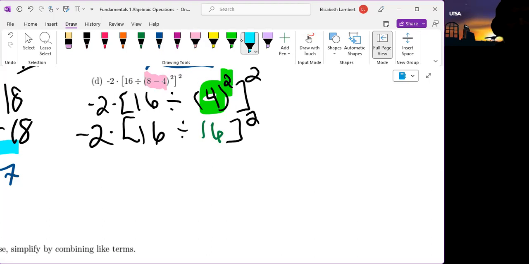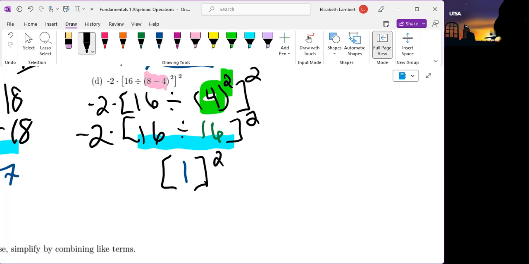Now our next order is, we still have brackets. Brackets are another type of parentheses, so we still need to finish inside there first. 16 divided by 16 is 1. That is still in brackets, still squared, and still with the -2 times up front.